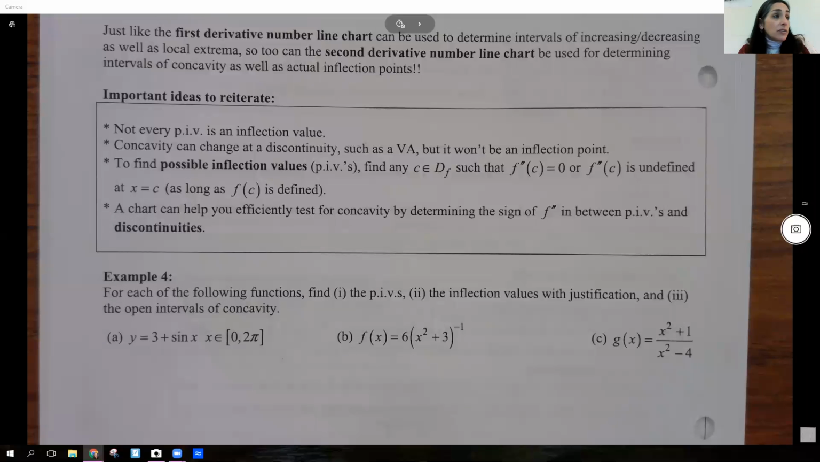You're going to set the second derivative equal to 0, and then you're also going to find where the second derivative doesn't exist. That's how you're going to find those possible inflection points. And then you can create a chart that helps you stay organized with the concavity and figuring out where you're going to have possible inflection values, okay?